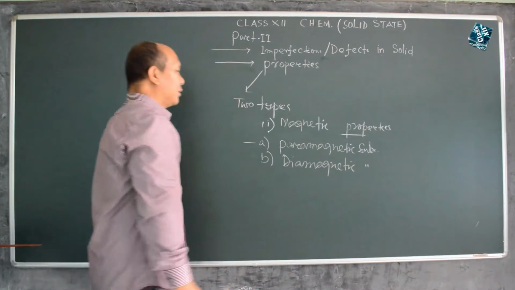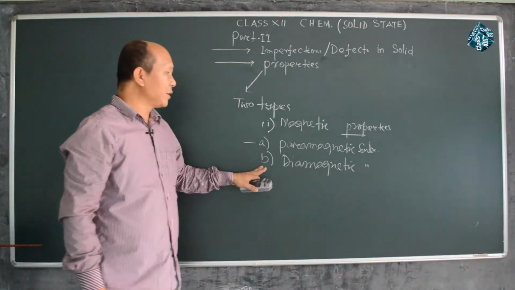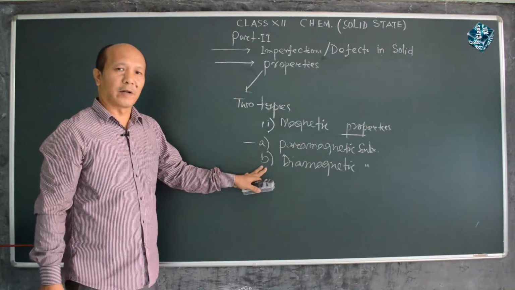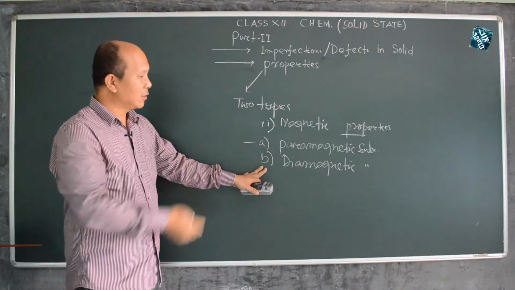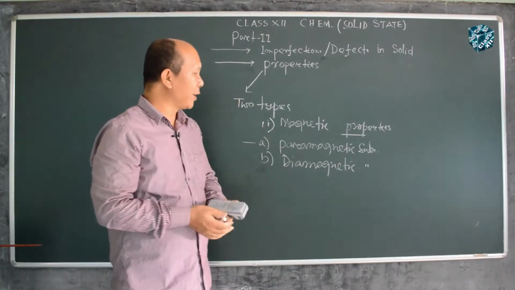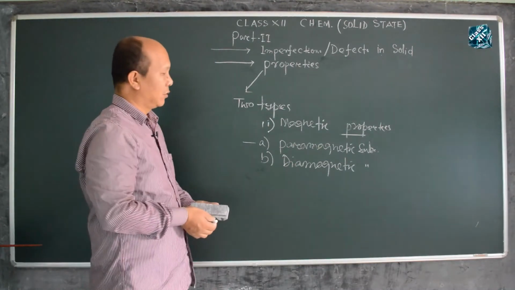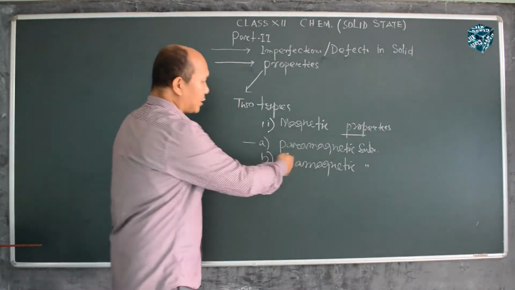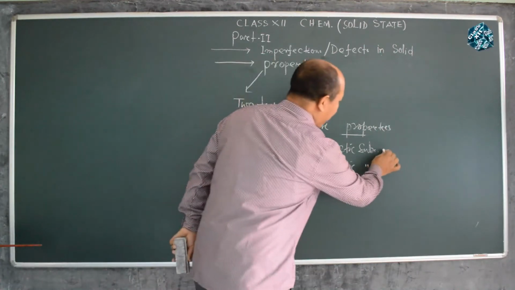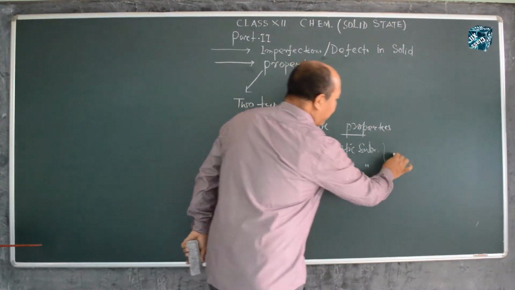Diamagnetic substances: the first is attracted, the second is repelled. This type of substance is repelled by an external magnetic field due to the absence of unpaired electrons. This phenomenon is simply called diamagnetism.